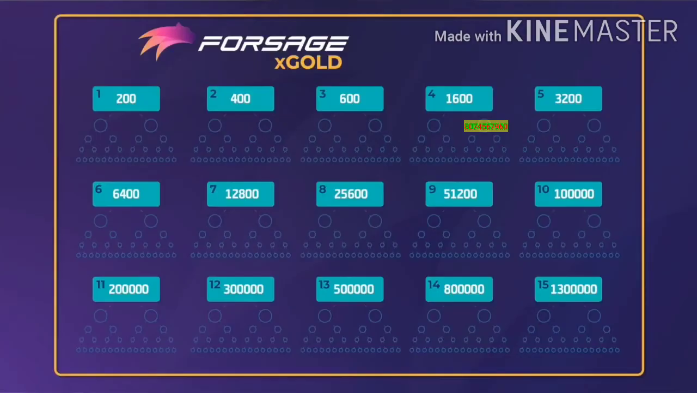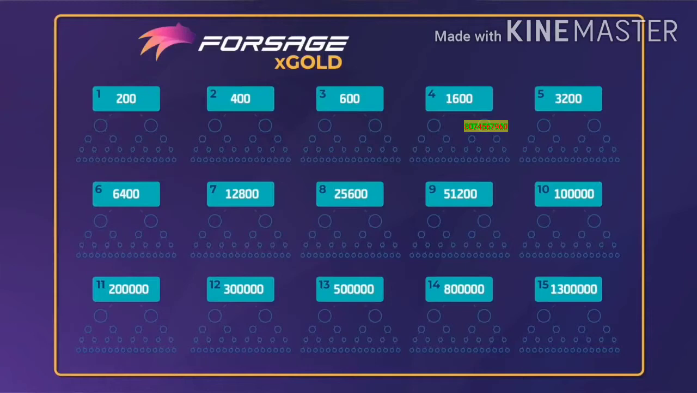X Gold gives even more spillovers and interaction within the team. Here, the order of cost by slot is different. The first one costs 200 Trons, the second one costs 400, and then up to the 10th slot there is simply a doubling. And from the 10th, the most interesting levels begin, revealing the possibilities of the Forsage.